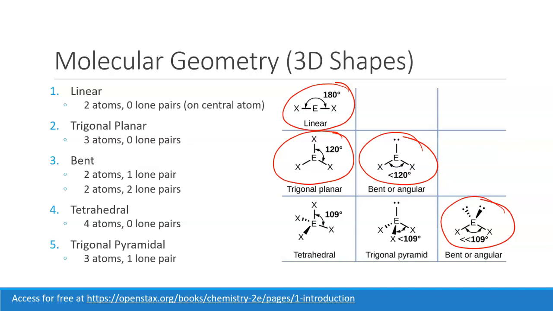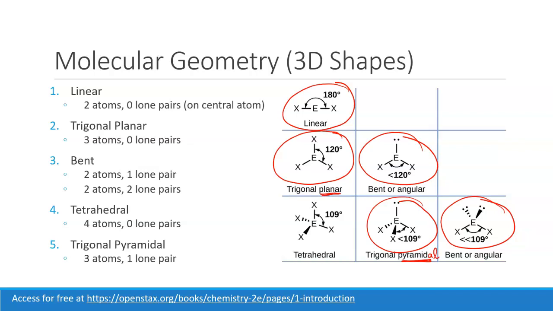Now the fourth one is tetrahedral, and tetrahedral is going to contain 4 atoms and 0 lone pairs. The last one, we're going to replace one of those 4 atoms with a lone pair, so that we have 3 atoms and 1 lone pair. And 3 atoms and 1 lone pair leaves us with a trigonal pyramidal structure. So make sure that you take note of the differences between trigonal planar and trigonal pyramidal. Okay, and whether you say trigonal pyramid or trigonal pyramidal, I will accept either.